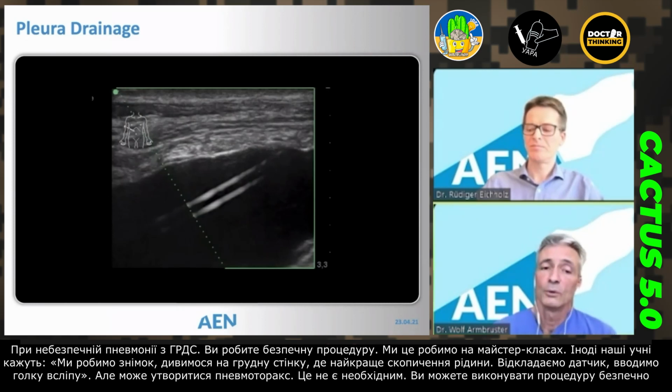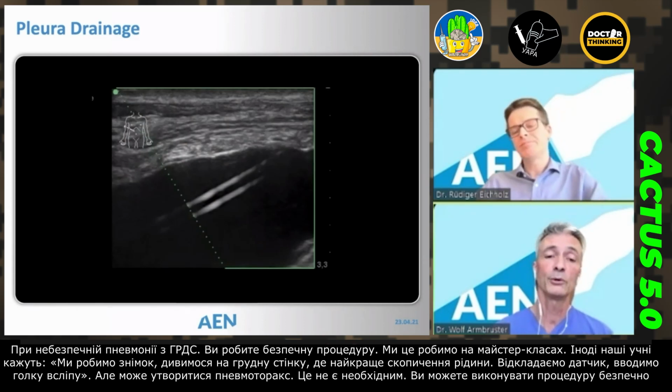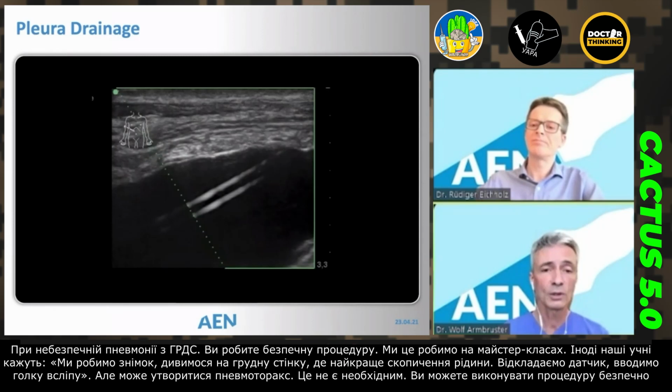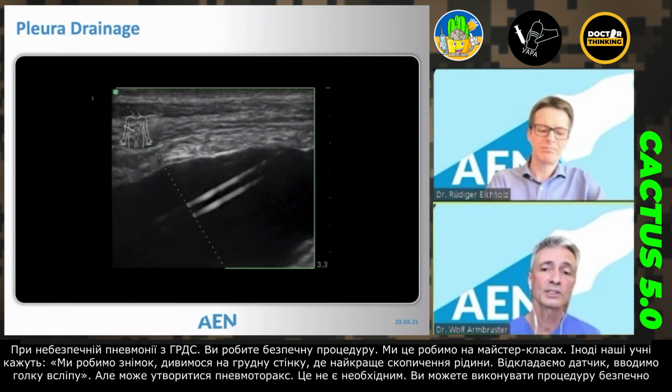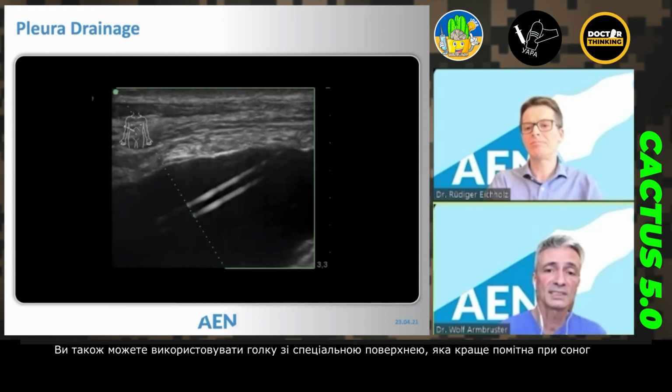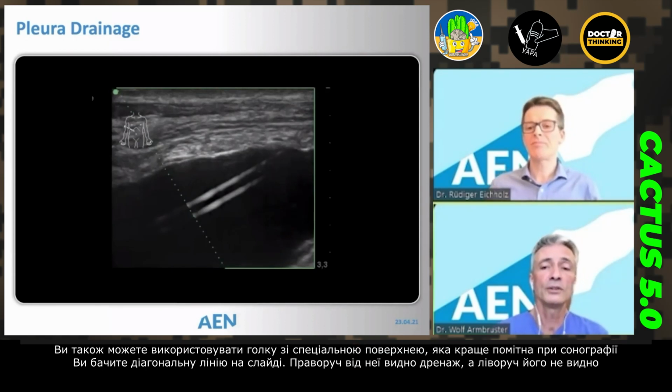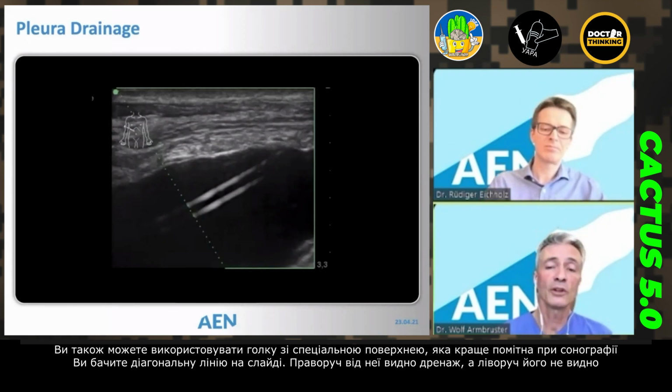But we have nevertheless had pneumothoraxes appearing from evacuating pleural fluids. And this is not necessary. You can do safe procedures. The needles are smaller, you have Seldinger sets, and you can even use needles with a different surface that is ultrasound friendly, so that you can visualize the needle better than in the image you saw before.